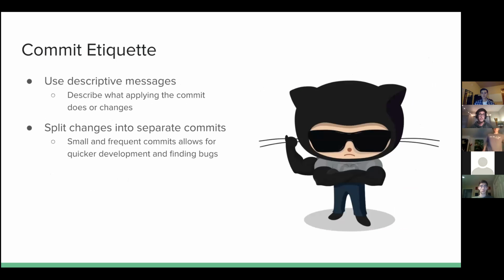So, commit etiquette. Commits are really how we track progress of the project. So we want these commit messages to be super descriptive and make a lot of sense. We can do that by using descriptive messages explaining what applying the commit does. Like, this commit would add the ability for mobile login. That'd be a commit message example.